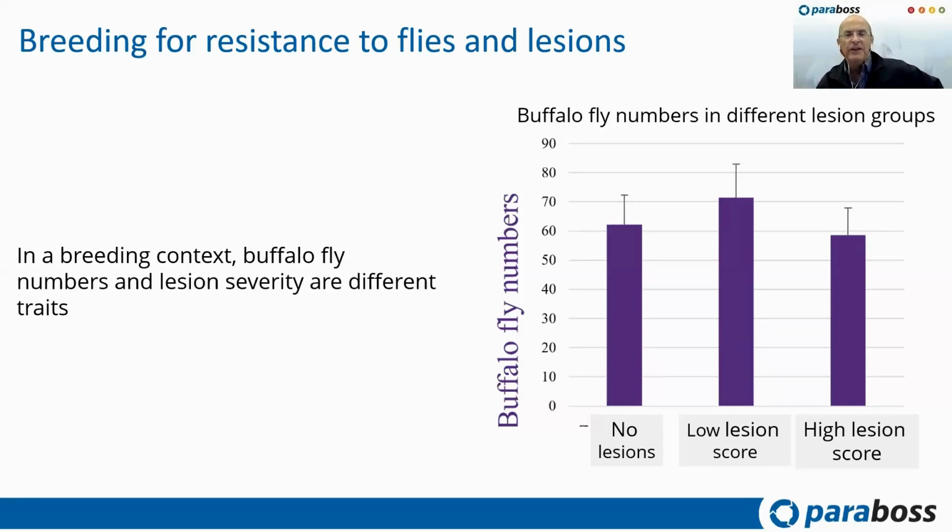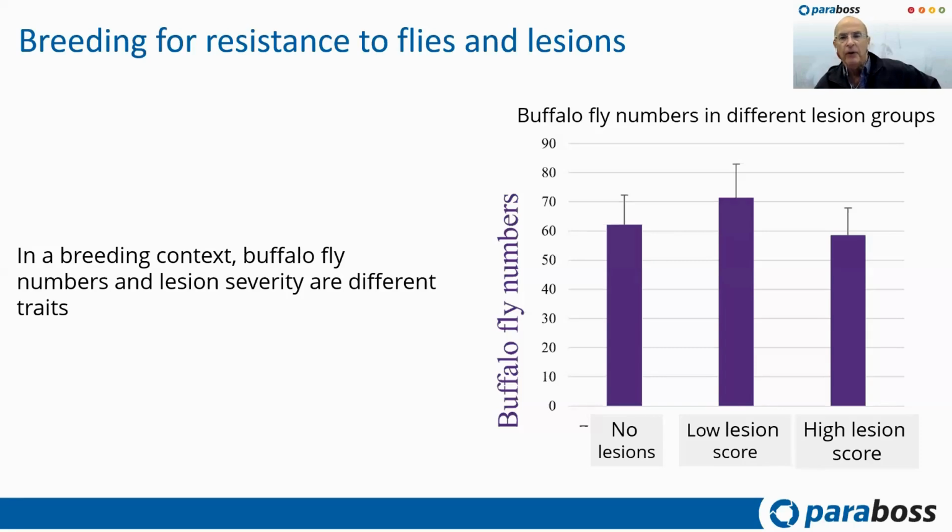Now, the first point, and this is a really important point that I should make, is that lesions and flies in a breeding context have to be considered different traits. They're not the same trait. And by that I mean that if you breed for resistance to lesions, which we know can work over a period of time, and I'm going to talk more about this in a minute, that doesn't necessarily mean you're also going to get a difference in resistance, in numbers of flies. So you've got to think of them in a breeding sense as different traits.